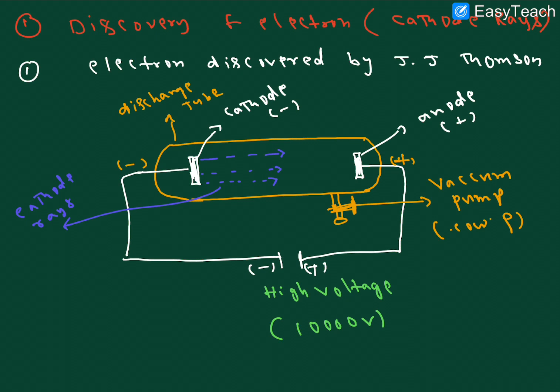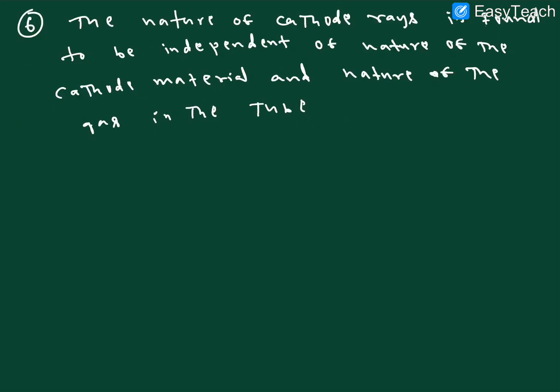So here, whatever we are taking as the cathode plates, and whatever gas is present inside the tube, it is independent of the cathode rays. The cathode rays are independent of the nature of the gas and whatever electrodes we are taking, right? I hope this sixth point is clear.